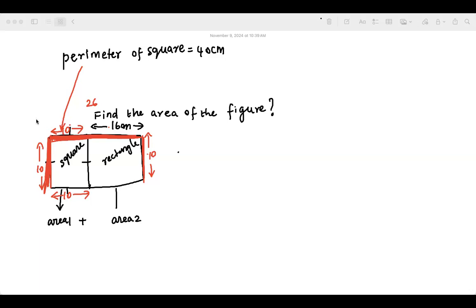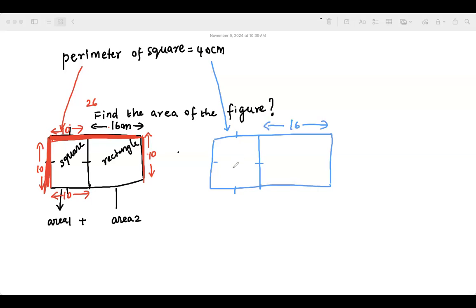From there, what can you deduce? What can you tell yourself? The perimeter of the square is 40, then what can you tell about the side of the square? This is the figure, right? This is a square, all sides are equal. Now they are saying the perimeter of the square is 40. What does it mean? That means each side of the square is 10.